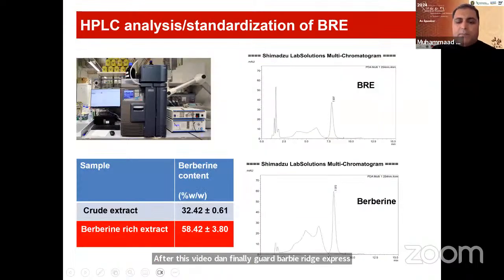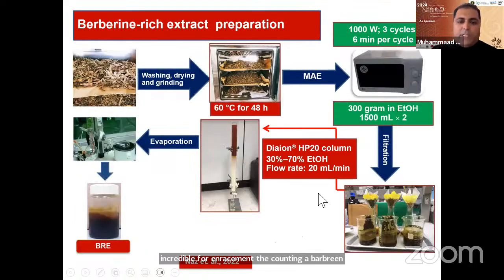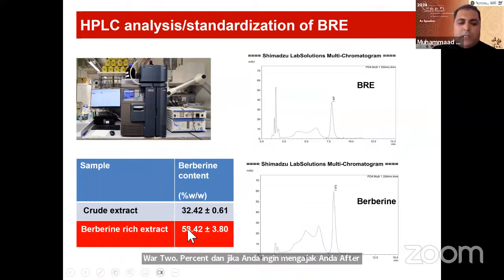We analyzed this berberine rich extract. You can see the chromatogram of both BRE and pure berberine. We calculated that in the crude extract before enrichment, the berberine content was 32% weight by weight. And after enrichment, after passing through the resin column, the amount of berberine increased from 32 to 58%.